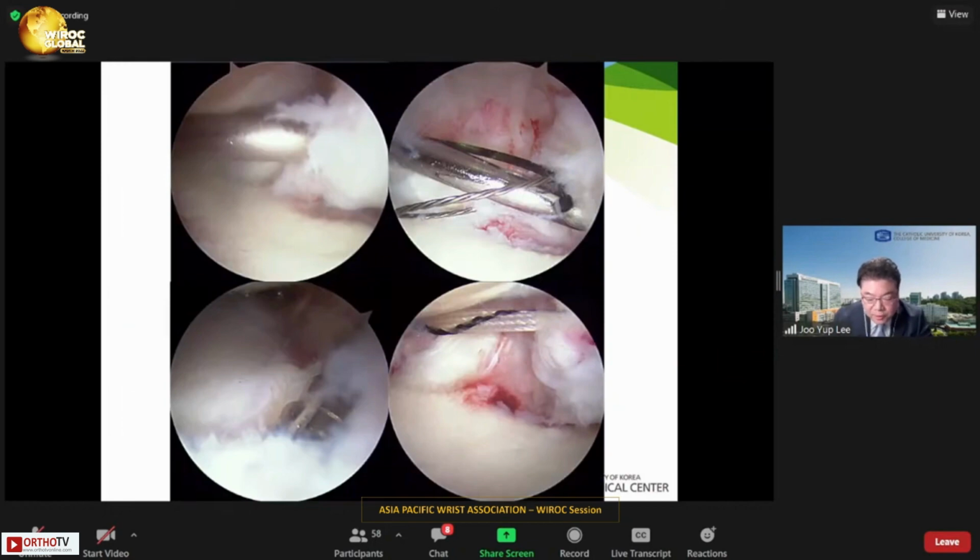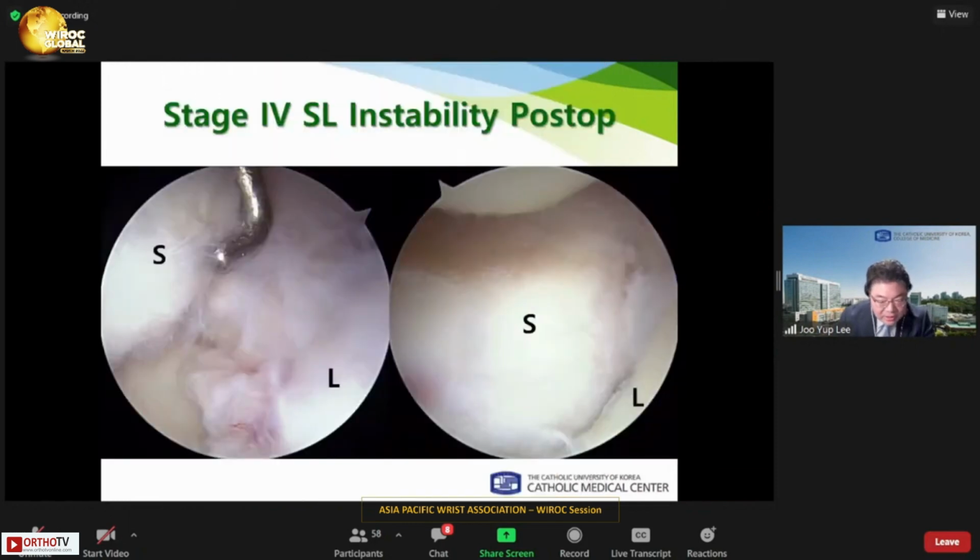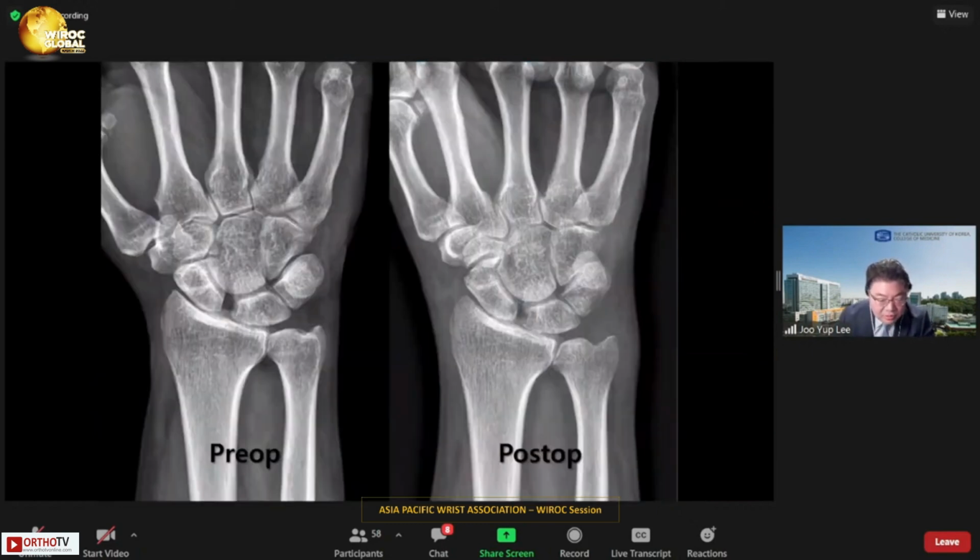In case of stage 4 and 5, I added long radiolunate ligament repair combined with dorsal scaphotriquetral ligament repair to prevent volar translocation of the lunate. Here is the arthroscopic finding after this procedure. These radiographs show extension and supination of the scaphoid, and the decreased scapholunate gap after this procedure.